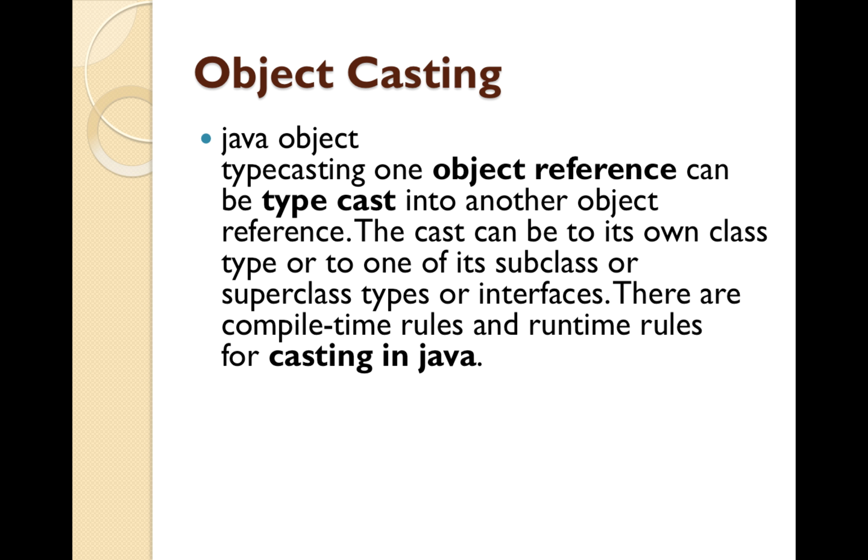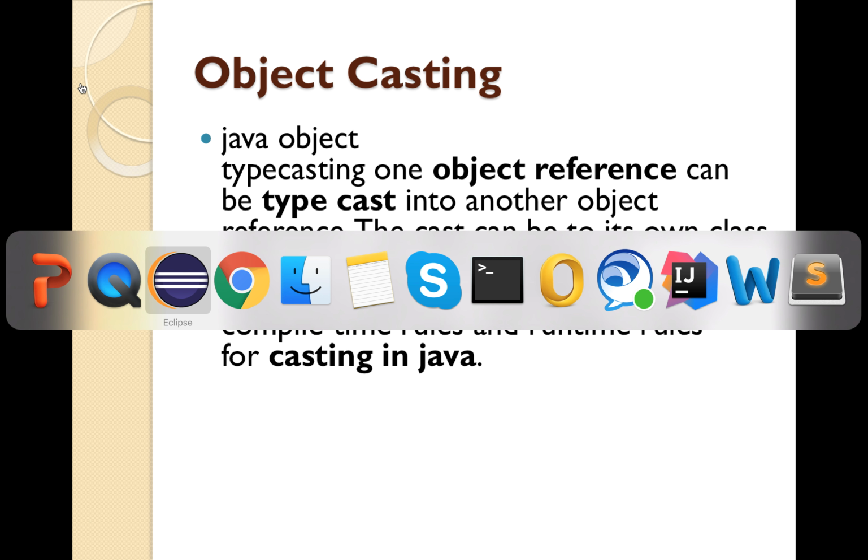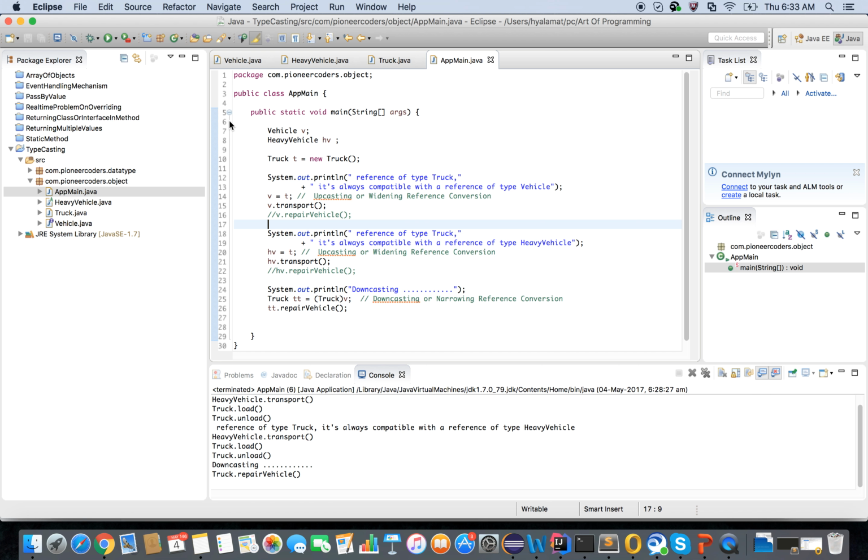So what is object casting? In Java, one object reference can be typecast into another object reference. The cast can be to its own class type, or one of its superclasses, or of interfaces. There are compile time rules and runtime rules for casting in Java, and we'll discuss all these things with an example. I have created a simple example here.